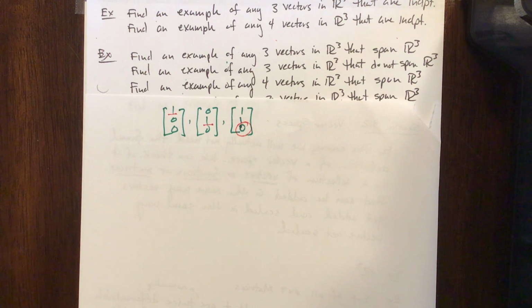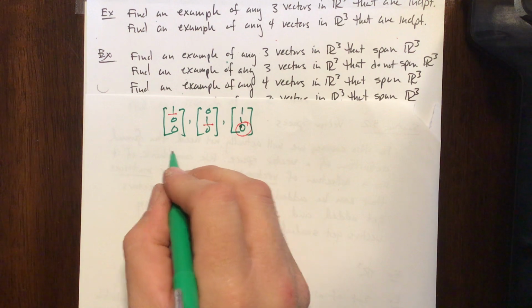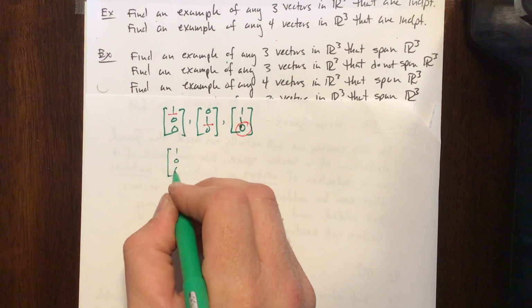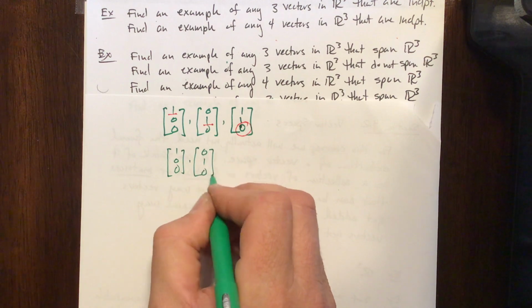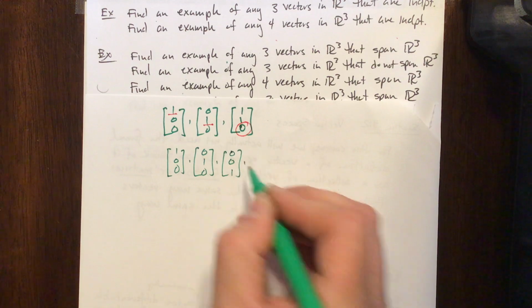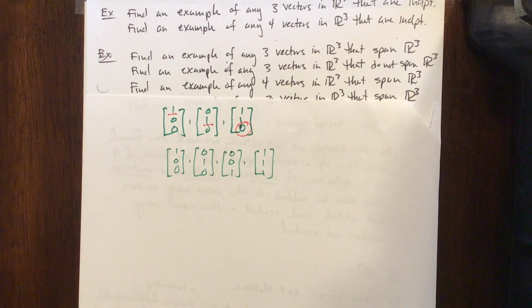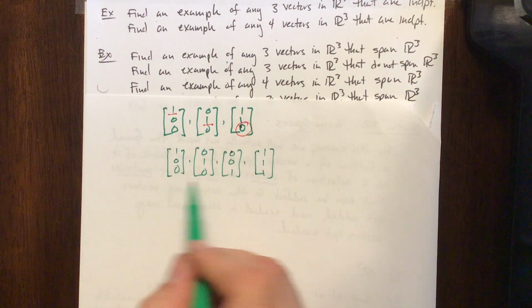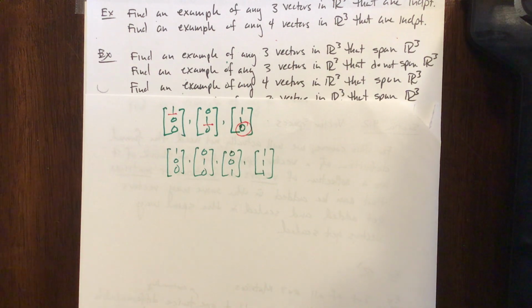Find an example of any 4 vectors in R3 that span R3. Let's just take the original spanning set and add any vector that we want, 1, 1, 1. We know that these 3 vectors already span all of R3. Add on a 4th, it doesn't change the span.